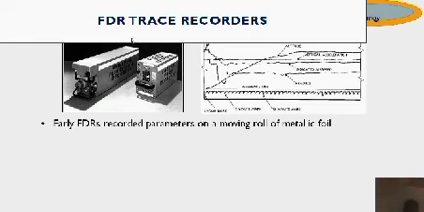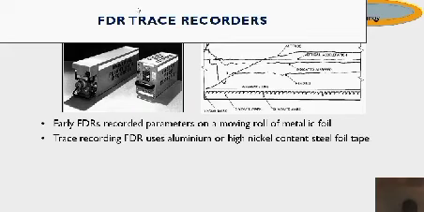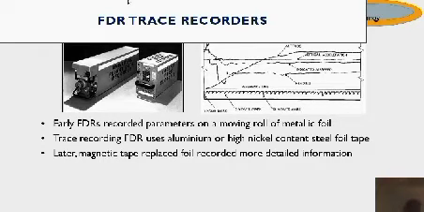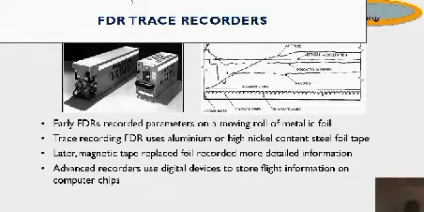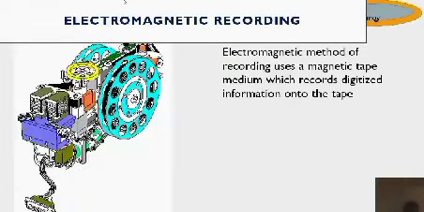Flight data recorder trace recorders. Early FDRs recorded parameters on a moving roll of metallic foil. Trace recording FDR uses aluminium or high nickel content steel foil tape. Later, magnetic tape replaced the foil and recorded more detailed information. Advanced recorders use digital devices to store flight information on computer chips.